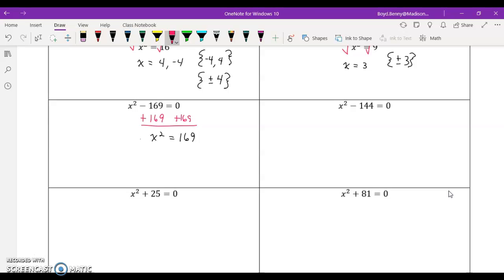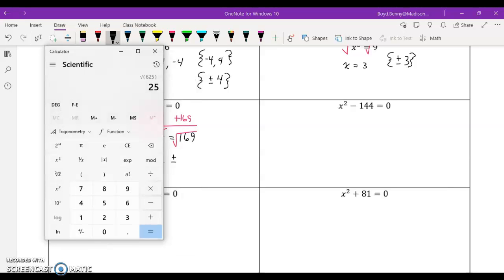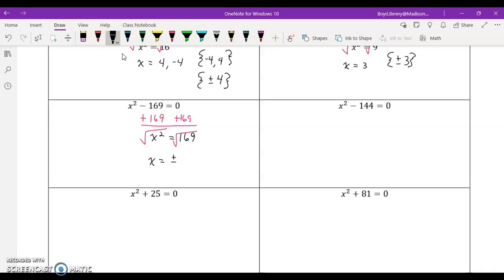Next, I'll take the square root of both sides. And that's going to give me x equals plus or minus, I believe this is 13, but I'm going to check it real quick. The square root of 169, it is in fact 13. So plus or minus 13. So if I use my curly braces, now notice there's two solutions here.